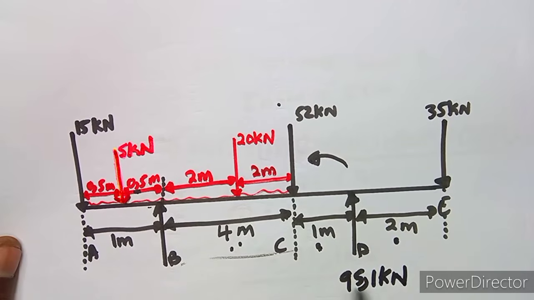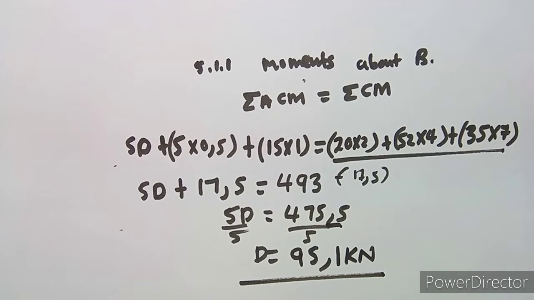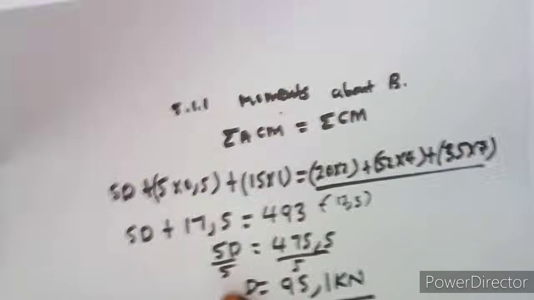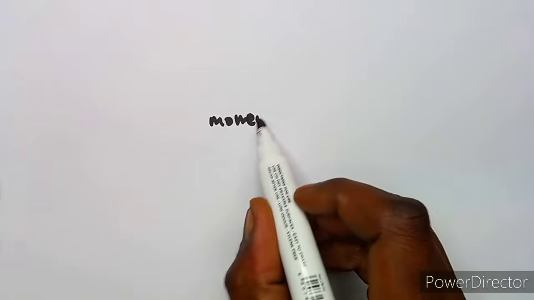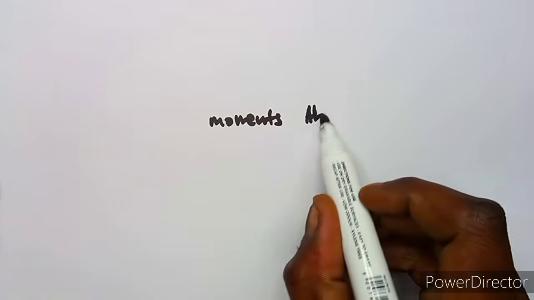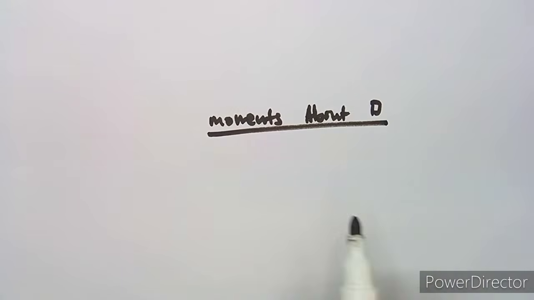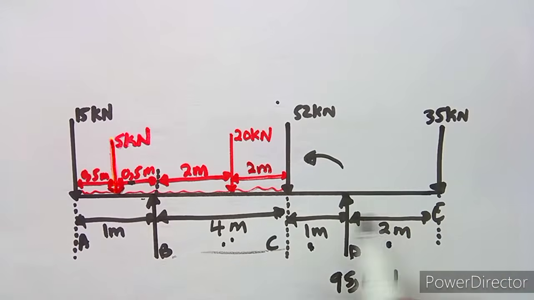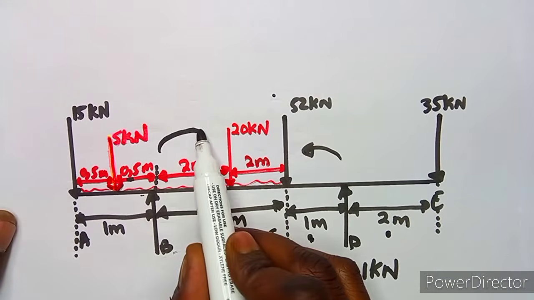So you can just write this as 95.1 kilonewton. You can use sum of upward forces being equal to sum of downward forces, but just taking moments about D, we shall have our part like this. So also it's important that you just know this, how to take moments. Okay, so taking moments about D this time, so that we can have the support reaction, which is the reaction support B.